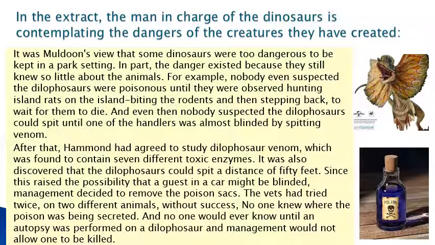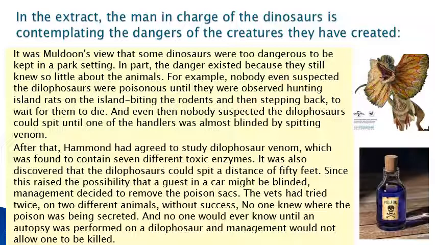In this extract, the man in charge of the dinosaurs is contemplating the dangers of the creatures they have created. Now this is the first part of the extract. This is actually up to line 17, so you don't need to select anything from here. This is just a bit of context, background of the overall extract, because you would have read the whole extract for the earlier questions.